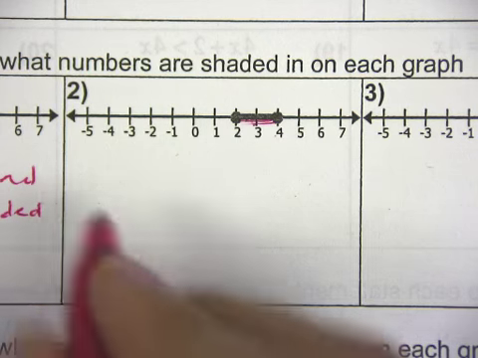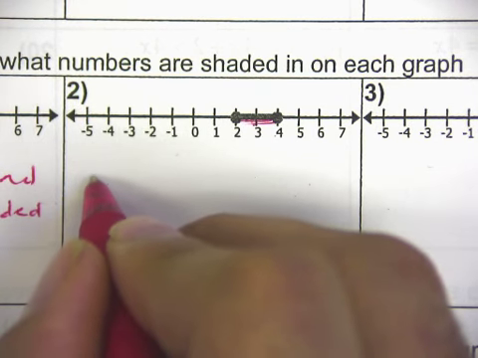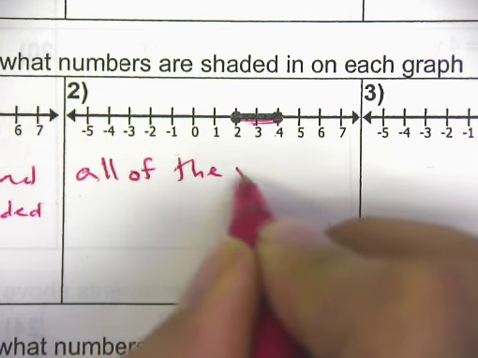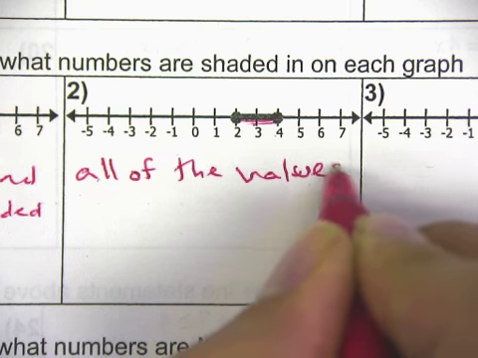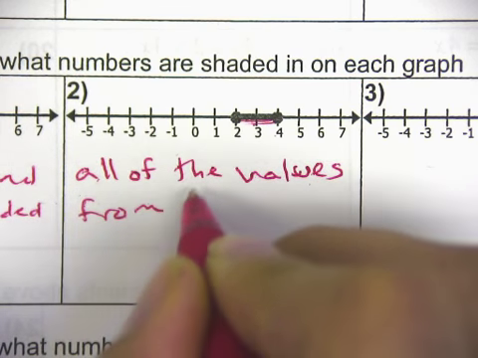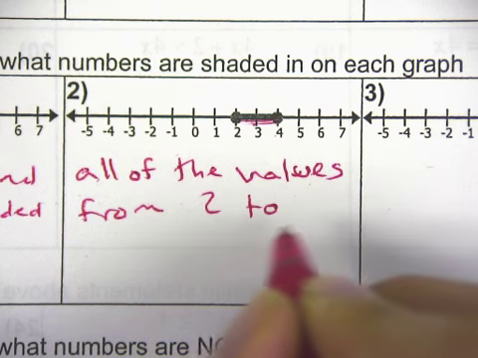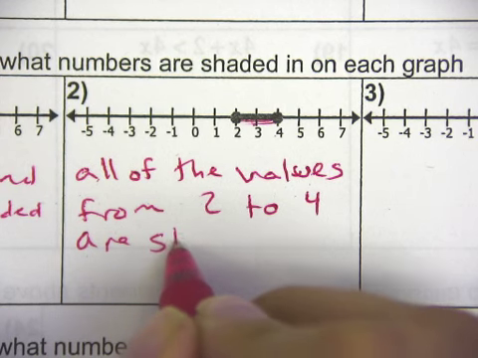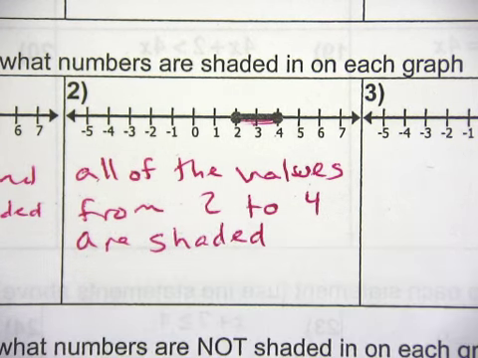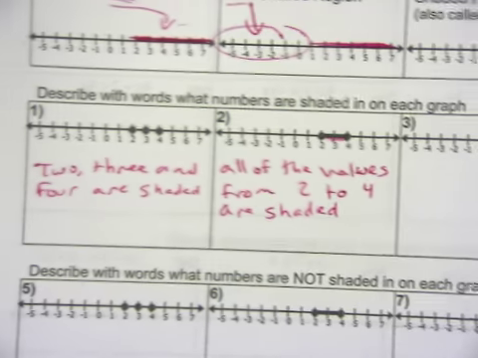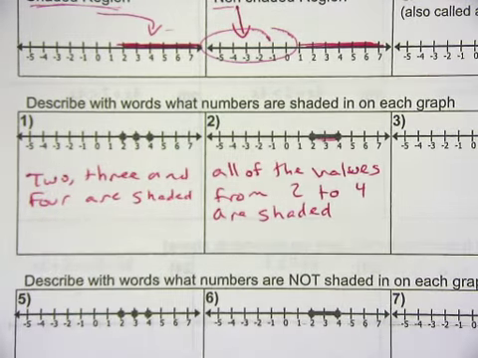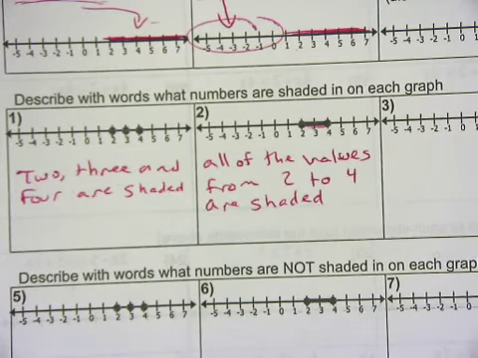Let's take a peek at this one. Well, this is an interesting one, right? So it almost looks like we have the values from 2 to 4, except for we don't have 2. So on number 2, this was including 2 and 4. But on number 3, it's all of the values that are bigger or larger or greater than 2 and less than 4. Also, we have 4 shaded.